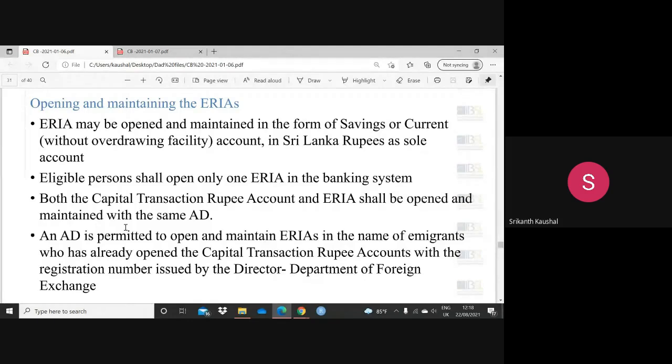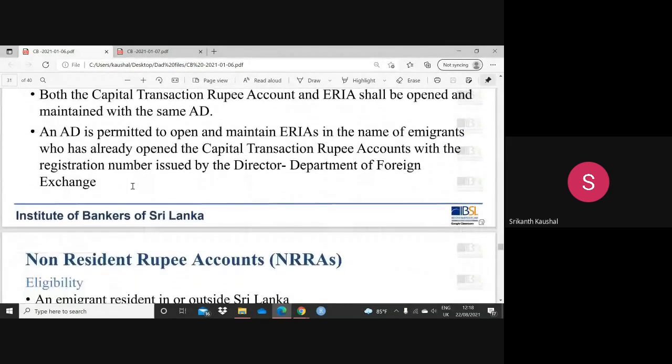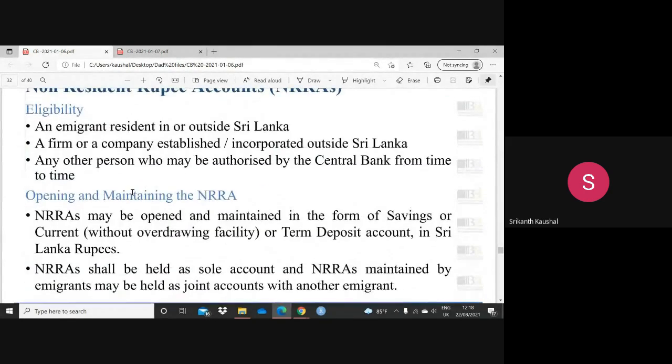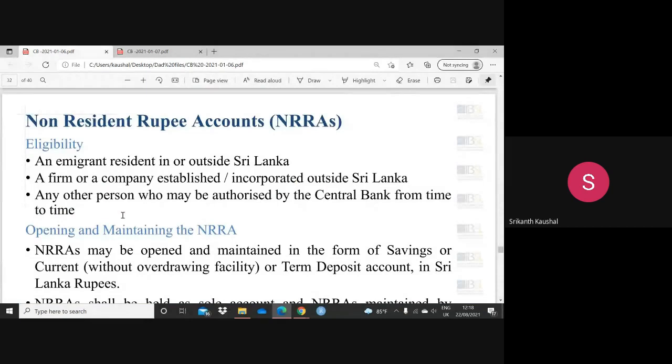But in this March, when they brought the restriction, they have said, apart from CTR, they introduced the non-resident rupee account. You can see this account here. They brought this account. It was earlier there. Then they have brought back the account. They brought back what is called the non-resident rupee account.